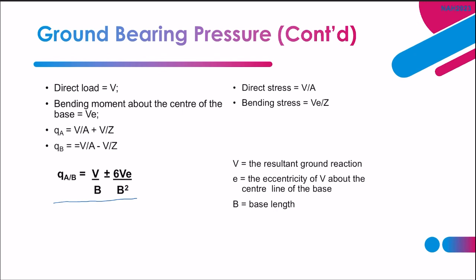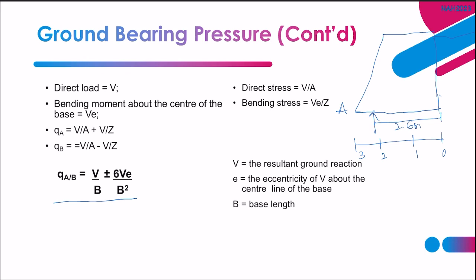For example, if you have a retaining wall like this, and the position of ground reaction is perhaps 2.6 meter from point B, and the base length is 3 meter. Therefore, this is 0, 1, 2, and 3. You need to divide the base into 3 parts. Okay, so 1, 2, and then 3. Right, so it looks like this.